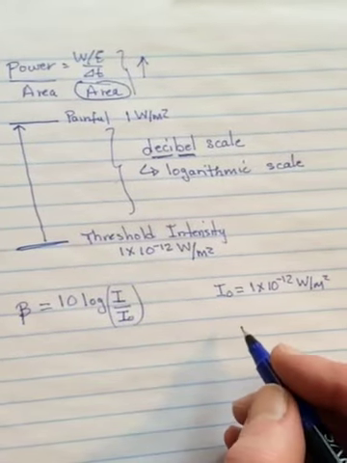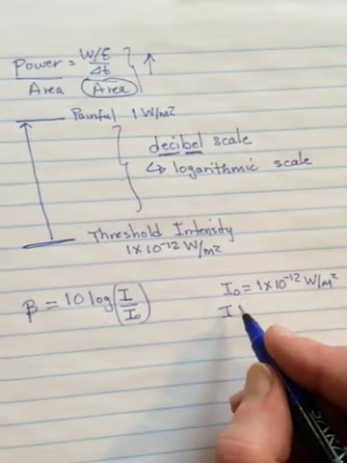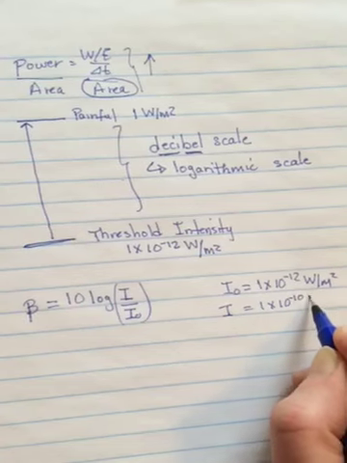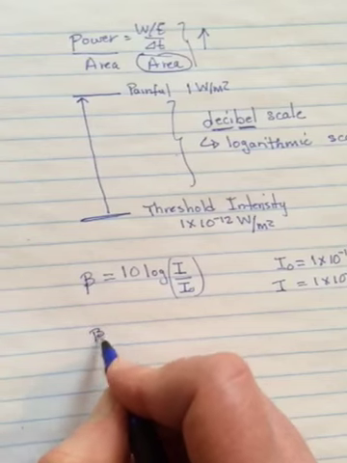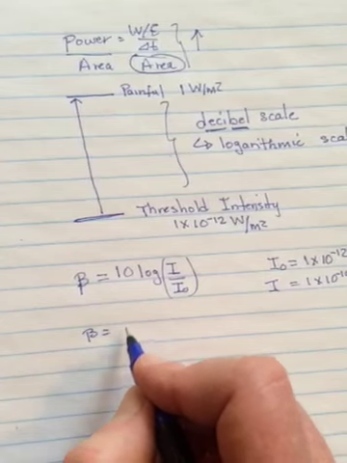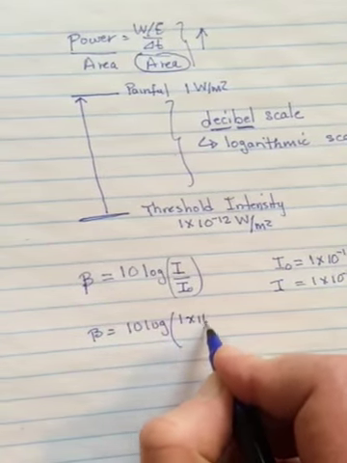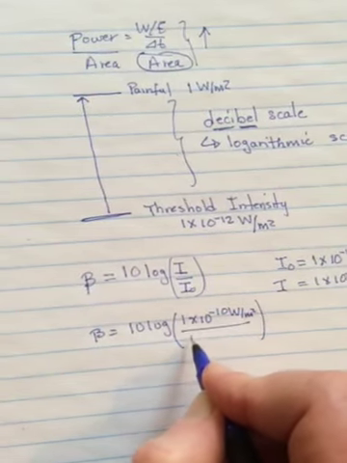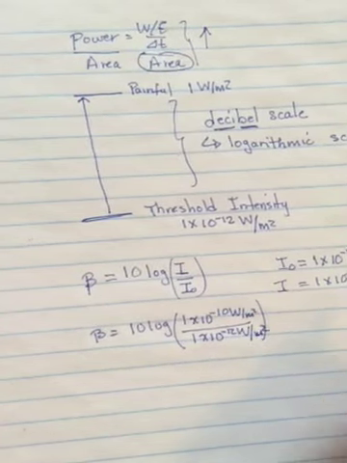And so let's say there's an example there that says, what is the intensity level of a noise whose sound level is 1 times 10 to the negative 10? So the I is 1 times 10 to the negative 10 watts per meter squared. So we want to find out what's the intensity level, what's beta. So 10 log, and on top is 1 times 10 to the negative 10, the sound that you're presently hearing. On the bottom is 1 times 10 to the negative 12, the threshold. And so you do the math.